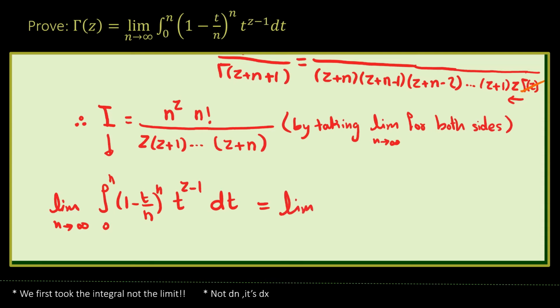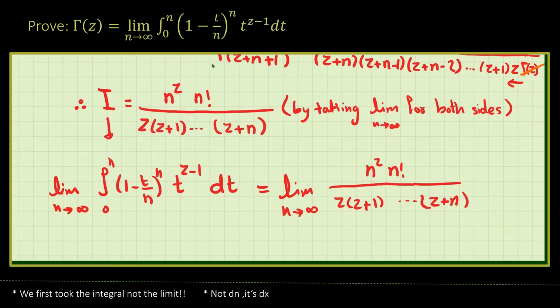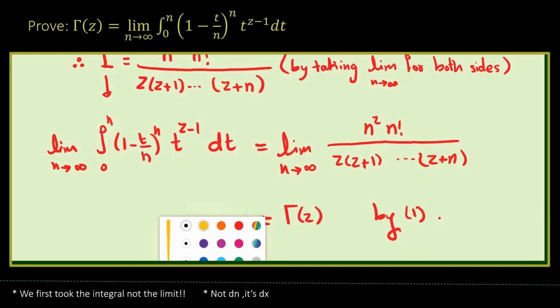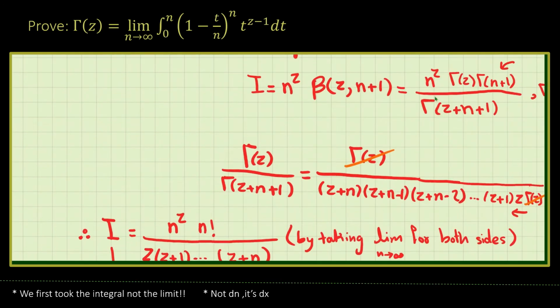Okay, limit n approaches infinity to this part, n^z n factorial over z plus 1 till z plus n. Finally we can say that this is equal to gamma z by the definition 1. Okay, and that's it.